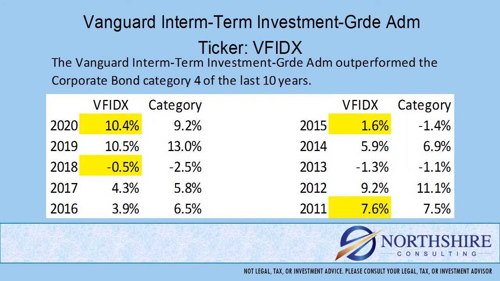Now that we've looked at expenses, what exactly are we paying for? If we own this fund, we're hoping that paying this expense will help us outperform the other funds in this category. This fund has outperformed its peer group 4 out of the last 10 years.